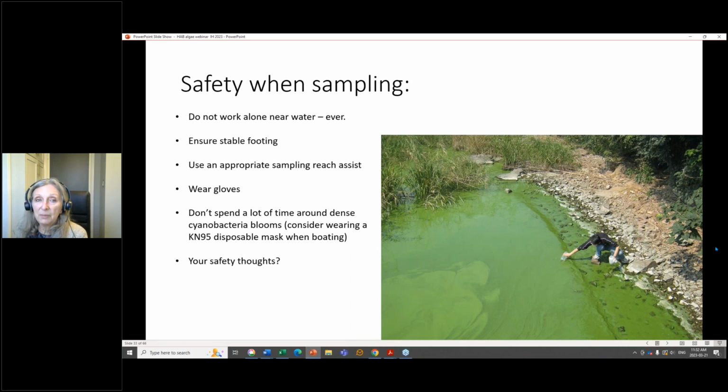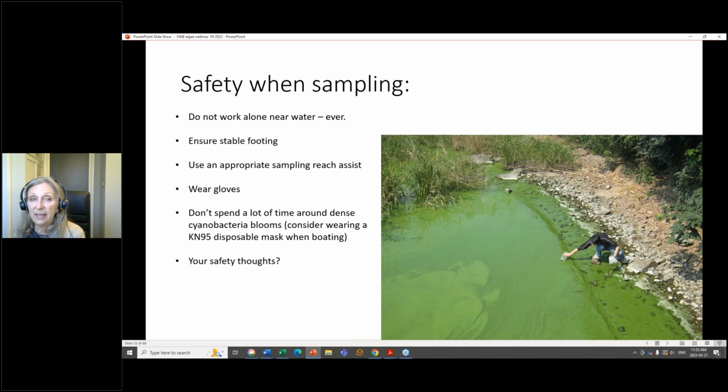I strongly recommend that when folks are working near water, they don't work alone, especially not if you happen to be wearing steel-toed boots. Please ensure that you've got stable footing, unlike this poor soul here, and use an appropriate sampling reach assist. Wear gloves. And don't spend a lot of time around a dense cyanobacteria bloom.